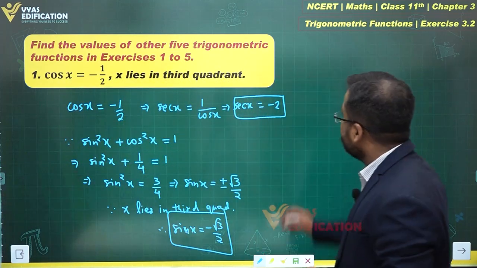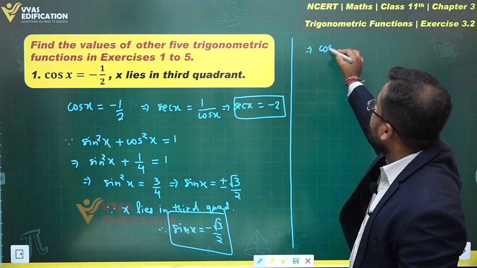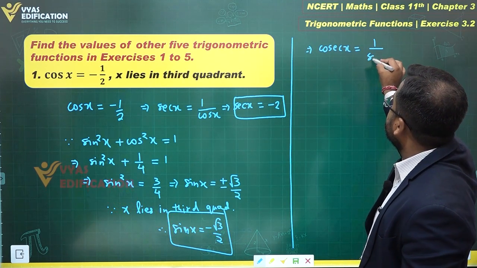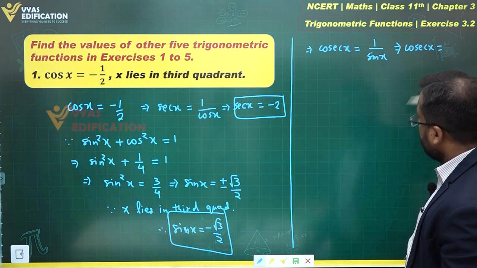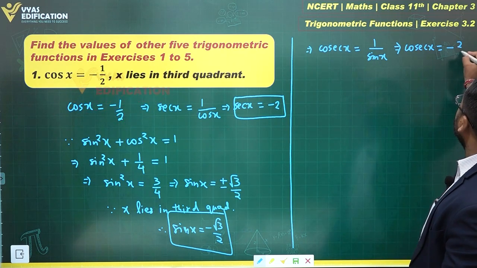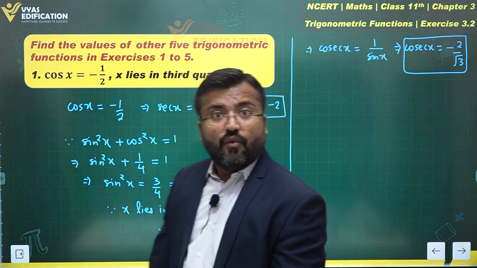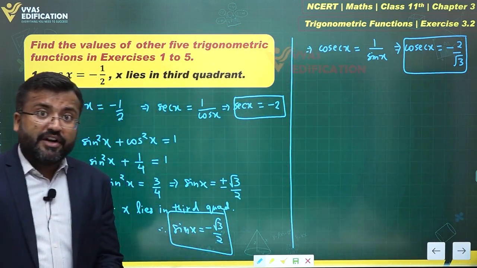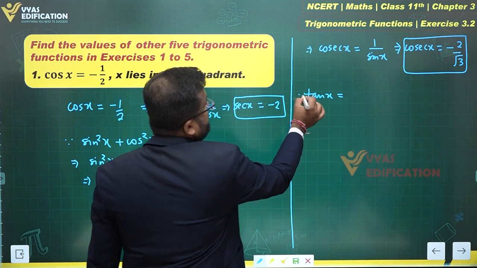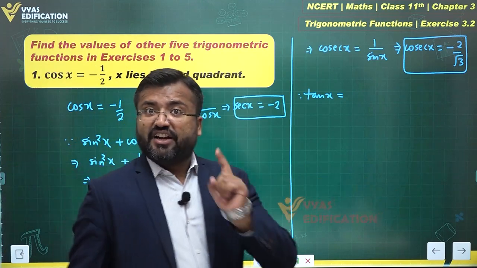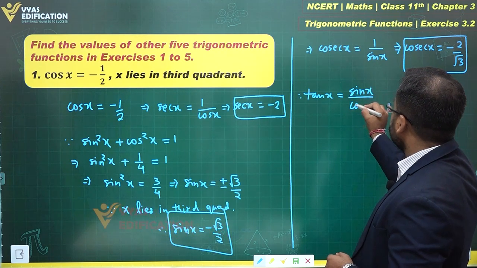Now with the help of this sine x, you can find next cosec x very easily. Cosec x, which will be equal to 1 over sine x, which implies that cosec x is equal to reciprocal of this, which is minus 2 by root 3. Now that's the next trigonometric ratio that you obtain very easily. What else? You can also find other two trigonometric ratios which remain, those are tan x. Since tan x is equal to, in terms of sine and cos, you know that tan x is equal to sin x upon cos x.